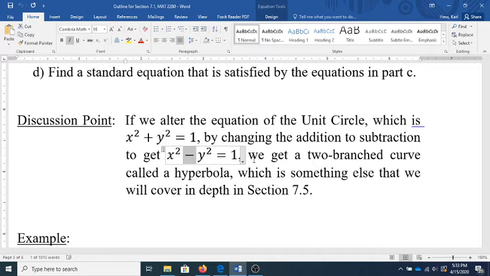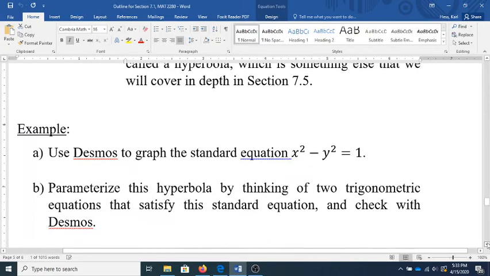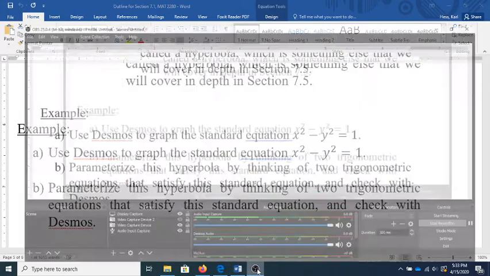Now you're probably thinking, gosh, I already know a lot about parabolas, and you do. But when we study them as conic sections, there's some special attributes that we draw out. But for now, we're going to talk about hyperbolas. And here's our first example. X squared minus y squared equals 1. So, first things first, we're just going to have a look at this thing. We're going to put that standard equation into Desmos.